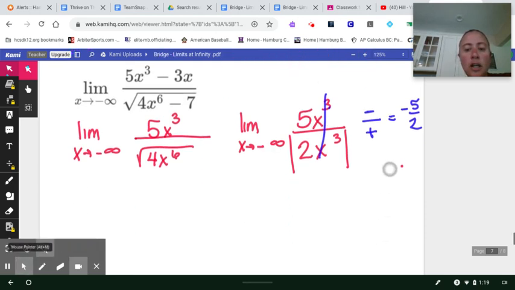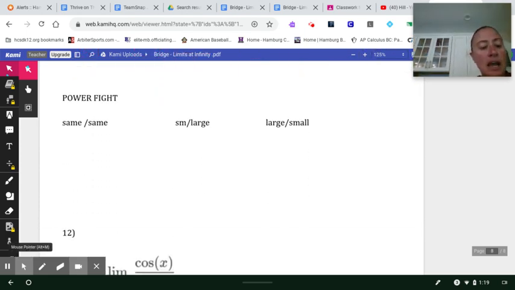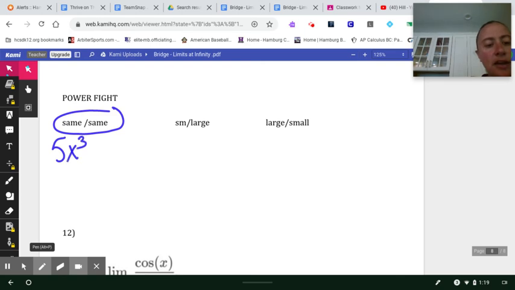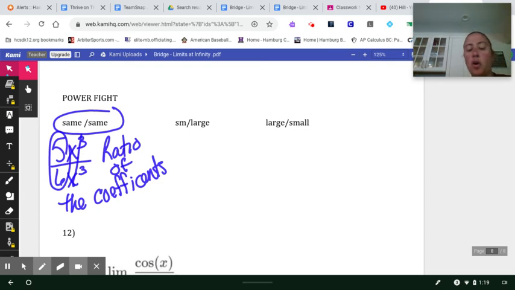All right, we're going to quickly scan something. And again, you might hear me referring to it as that power fight. And there's kind of a quick method you can look for. If you see the same over same, so what do I mean by that? Something like 5x cubed over 6x cubed. Because those divide out, we like to say the answer is the ratio of the coefficients. So if I were to take the limit of this, my answer would be 5/6. It's just the ratio of the coefficients.